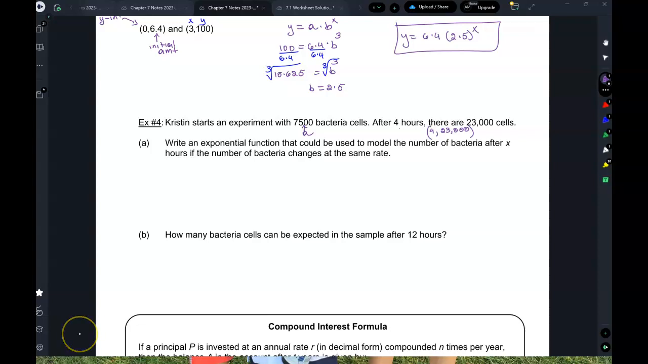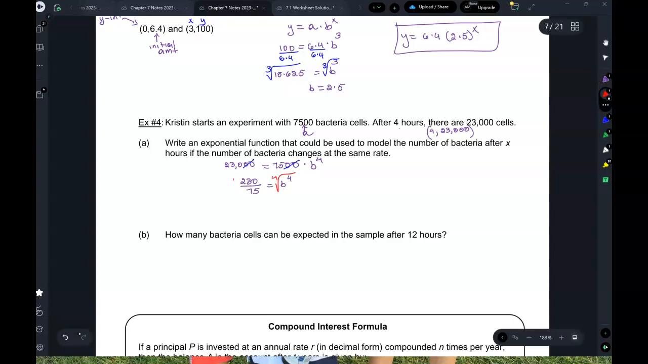Okay. Right. So let's write an exponential function. Same situation, right? So the 23,000 is the initial, the y, equal to the initial amount times b to the power of x, which is 4. Now, whenever you have something like this, you can always cancel an equal number of zeros from either side of the equation. So now we have 230 over 75 is equal to b to the 4.